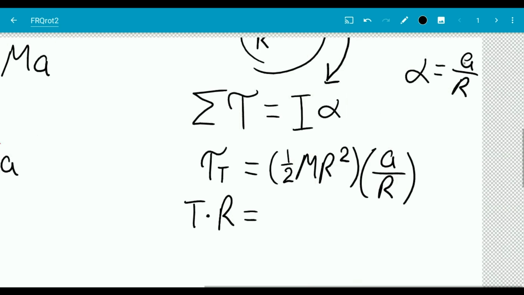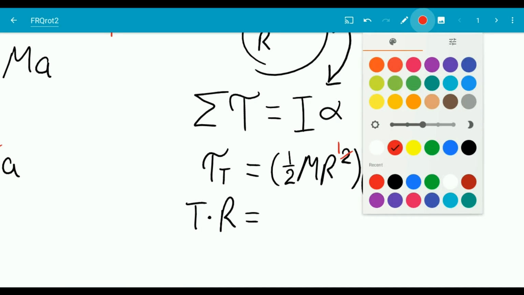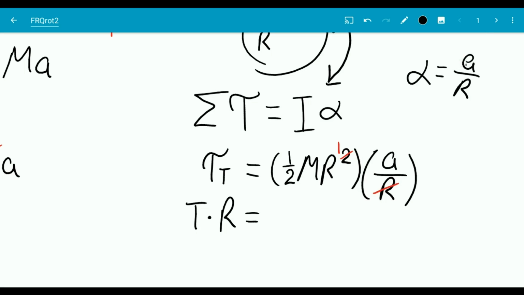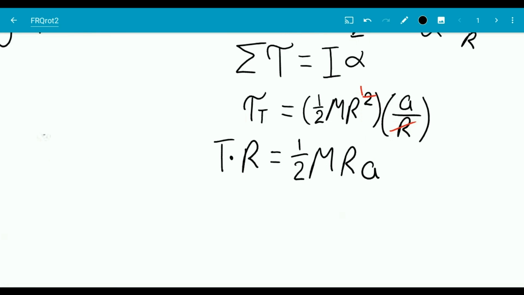Now that's going to be equal to, well, let's look over here. We have R squared over R. That's going to reduce this to just R, because R squared divided by R just leaves you with R. So you're going to have 1/2 mRA. And so, again, we can divide by R because we have an R on both sides. And that leaves us with T equals 1/2 mA.